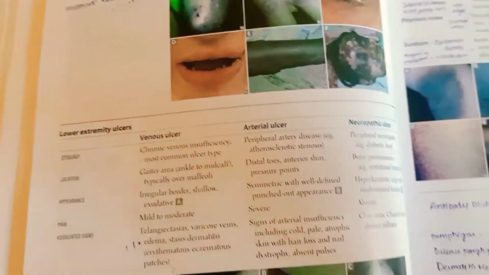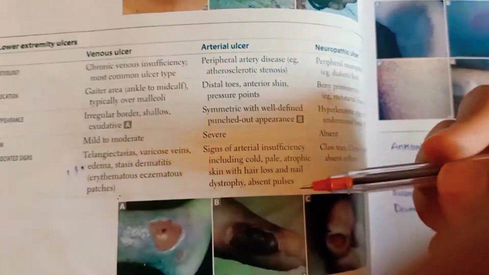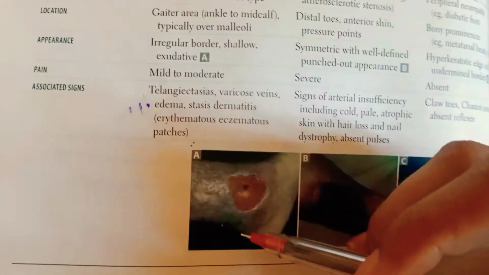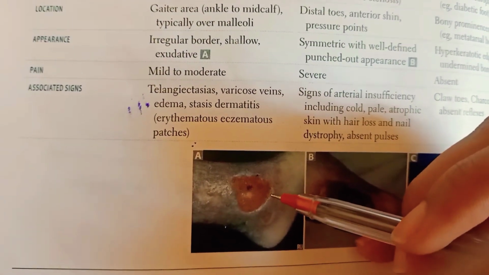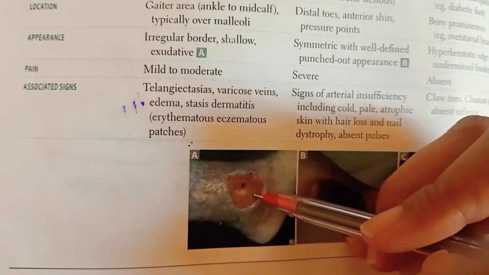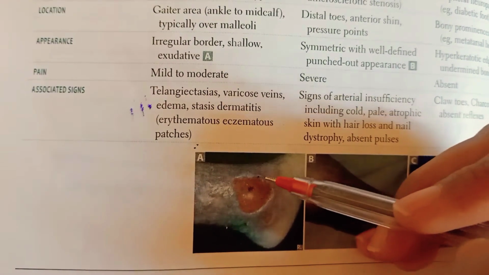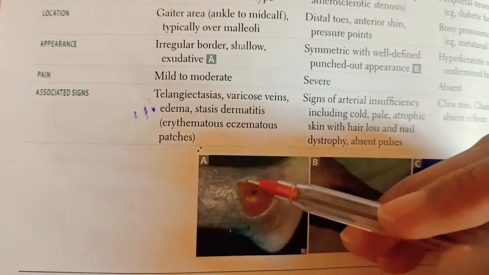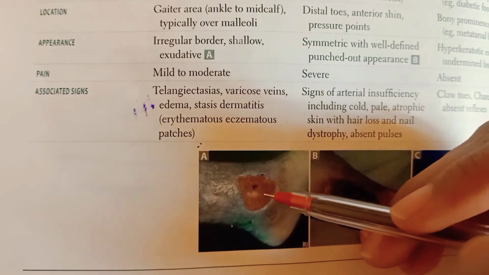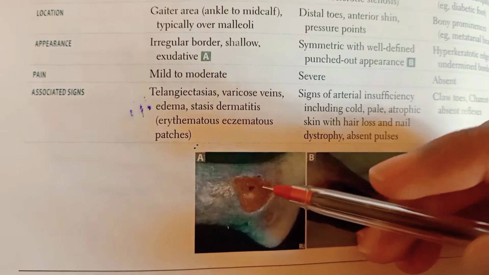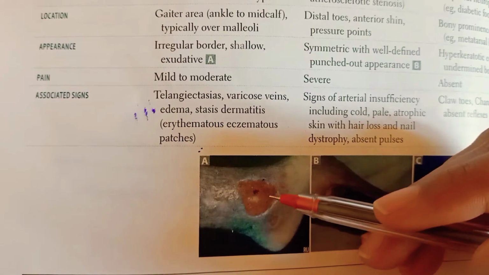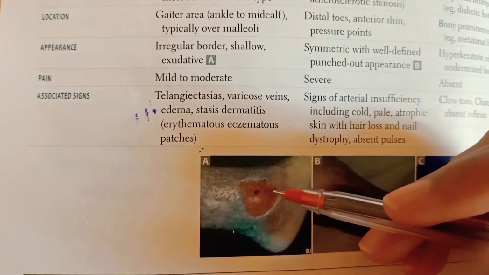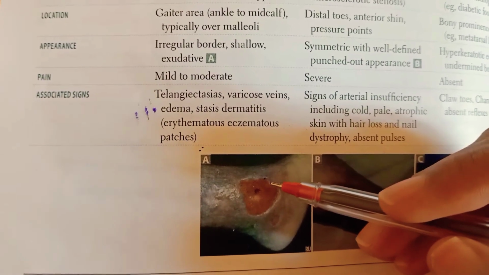Next, coming to lower extremity ulcers, divided into venous ulcers, arterial ulcers, and neuropathic ulcers. Venous ulcer is from chronic venous insufficiency, and it is the most common ulcer type. It is in the gaiter area, affecting the ankles, especially the malleoli. There is an irregular border, shallow, exudative, and associated signs are telangiectasias, varicose veins, edema, stasis dermatitis, that is erythematous, eczematous patches.